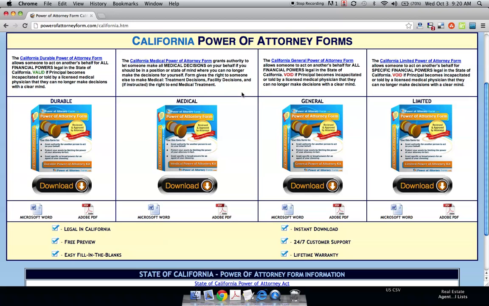And you don't have to file it with any government agency. You just want to keep this form on you, and if you want to cancel it, we have a couple of cancellation forms on our homepage at powerattorneyform.com. But for the most part, that's it. These are the 4 main forms of power of attorney in California.